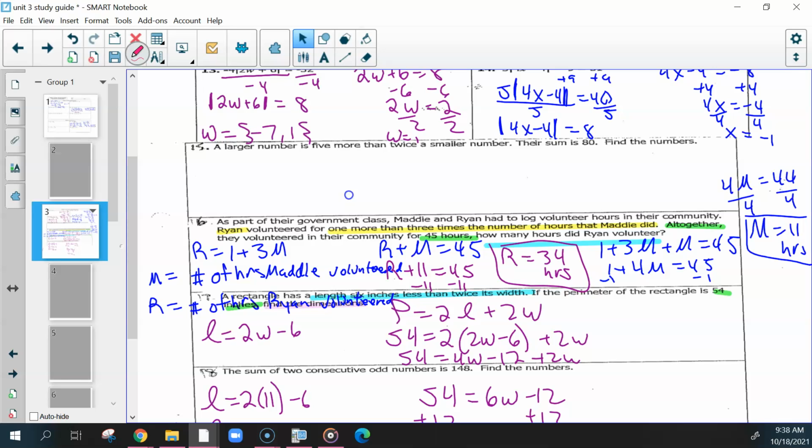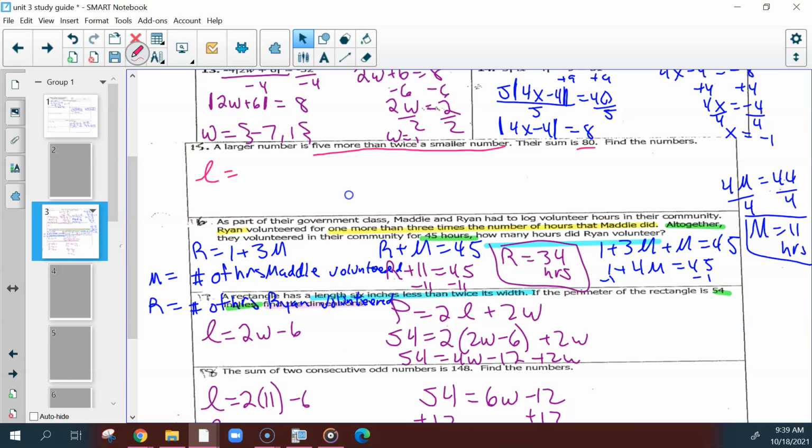Okay. So for 15, you're looking for two numbers. It tells you something about the larger number. One is going to be larger, one is going to be smaller. You have to find both of them. So the larger number is 5 more than twice the smaller number. Their sum is 80. So I can say L and S for larger or smaller. For this one, you don't need to define the variables.